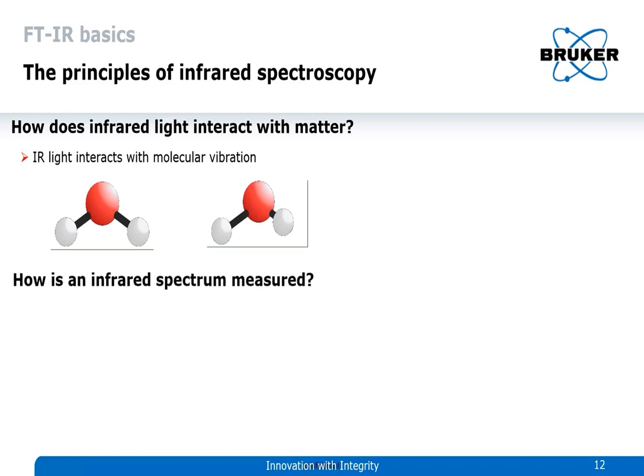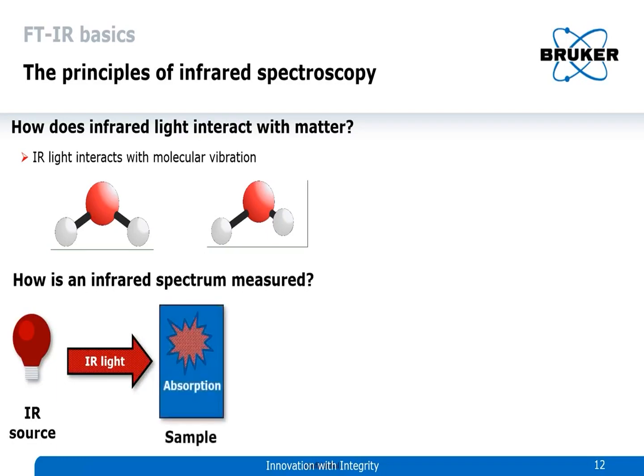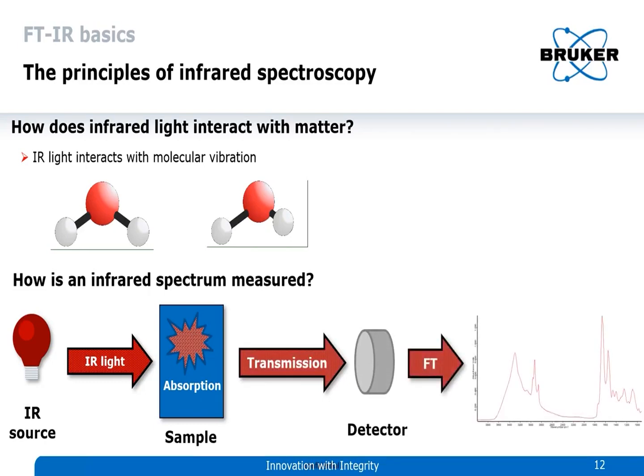And how do we measure these vibrations? So we have an IR source that emits IR light, and our sample that absorbs some of the light according to the different vibrations it has, and then we collect the transmitted light on a detector. We do this for all the wavelengths simultaneously, and we need to do Fourier transformation with this data to get the final spectrum, which you will see here. This is a polyamide example.